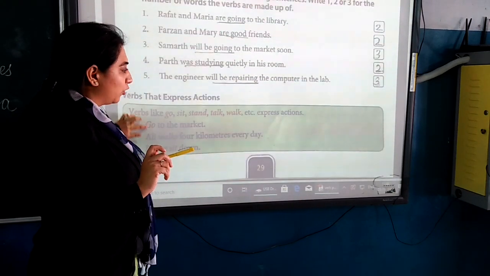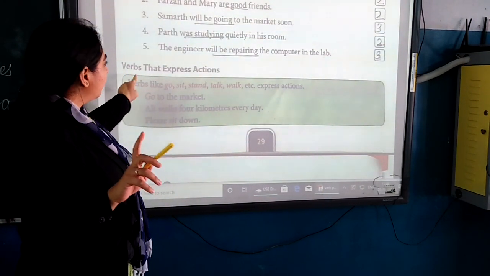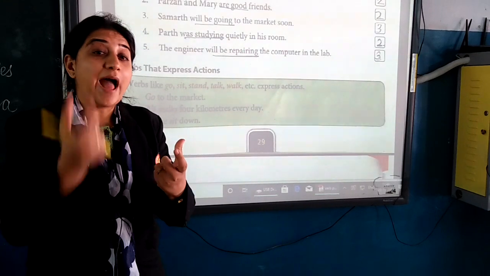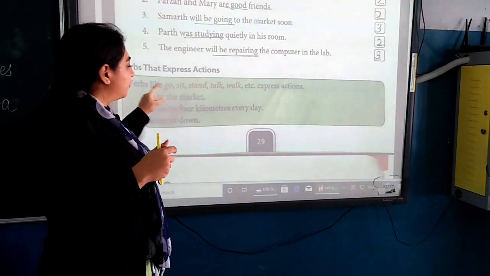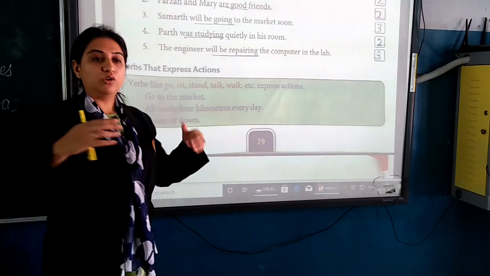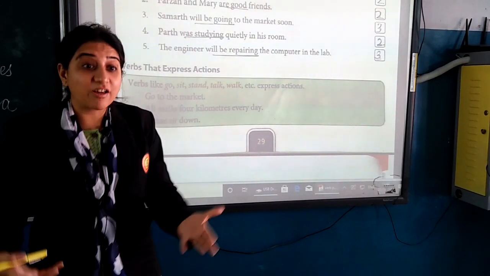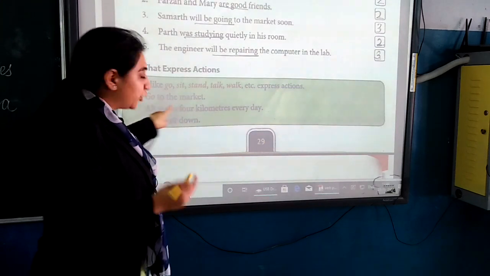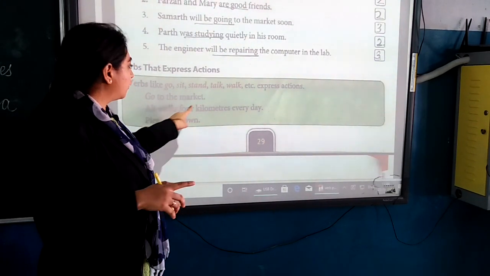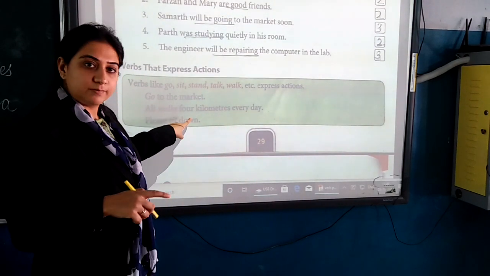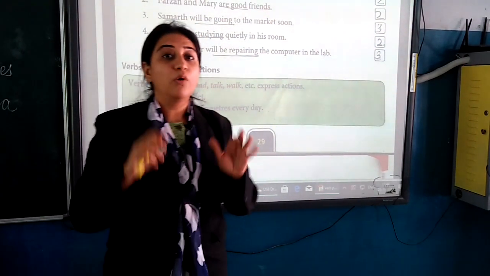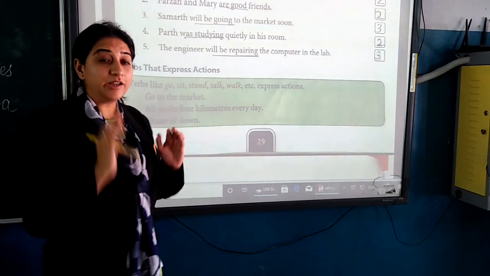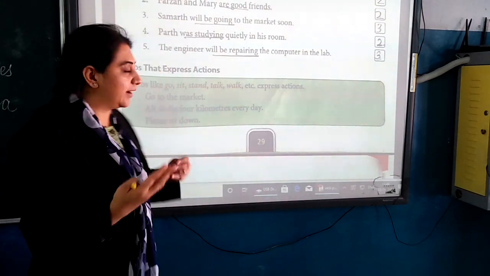So now students, one more topic, on your page number 29. Verbs that express actions. We are always speaking about actions. So which are the verbs that show actions? We have seen verbs like go, sit, stand, talk, walk. All of these show an action, meaning we are doing something. We are doing a work. Go to the market. Ali walks 4 kilometers every day. Please sit down. So whenever we are talking about action, these are the verbs used. I hope you are clear, students. You have to read it again and again to get clear.